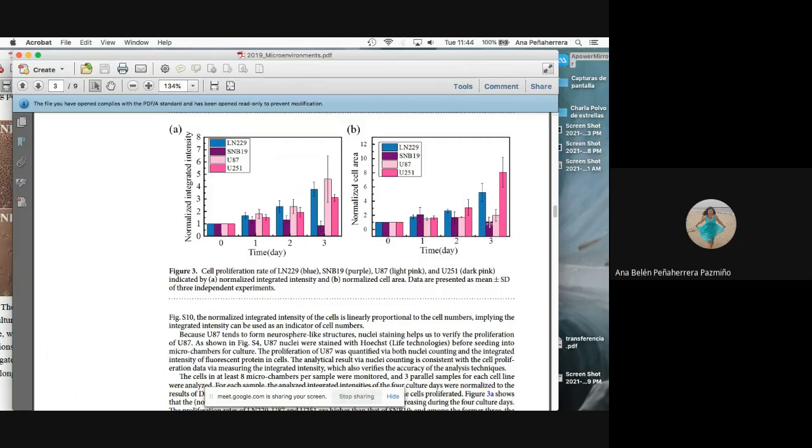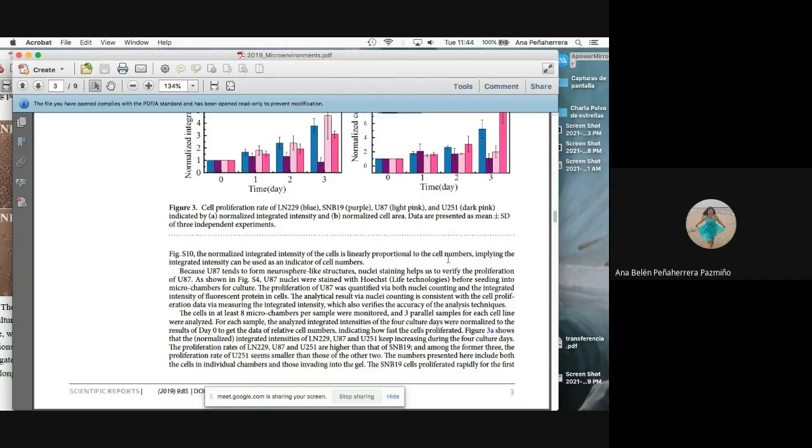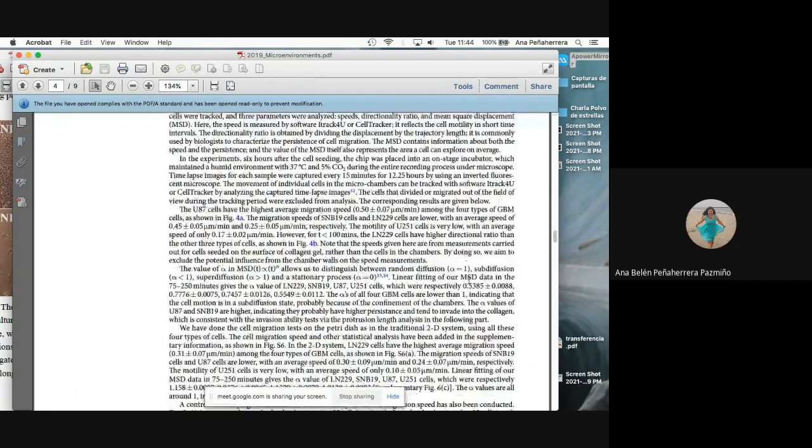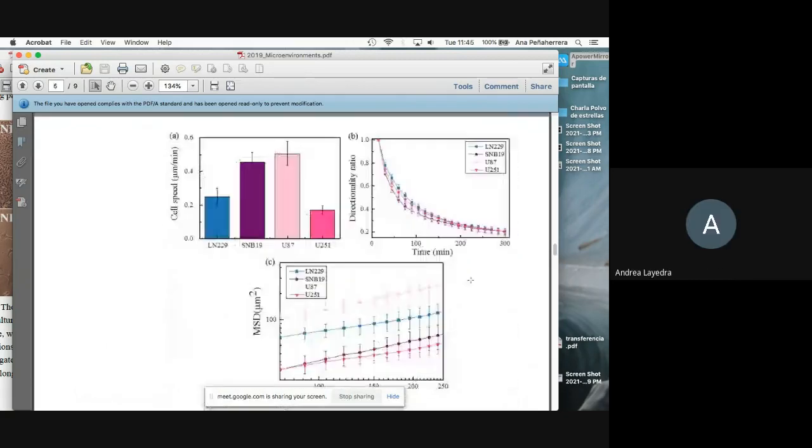But when we measure the area, other things show. Here in day 3, the U87 looks like it hasn't proliferated. So that's why they contrast these 2 parameters, the area and the fluorescence intensity. And they see that it differs from what is reported. So they attribute this to the different shapes of the cell lines.